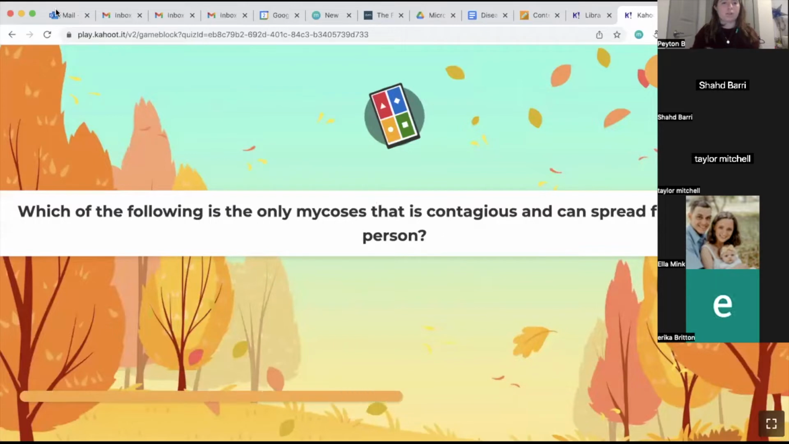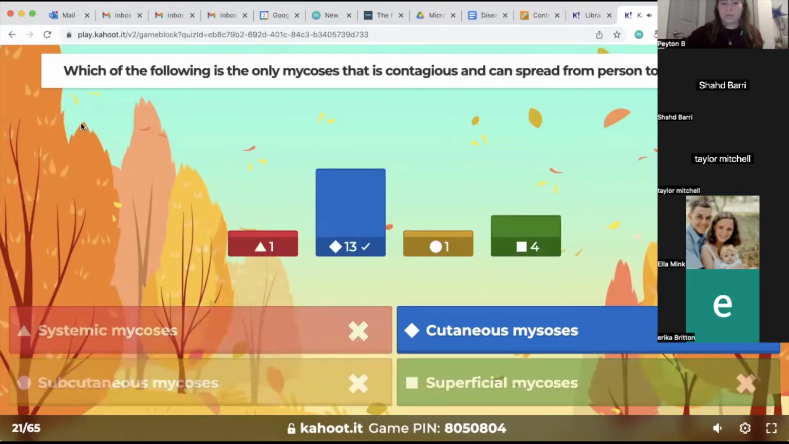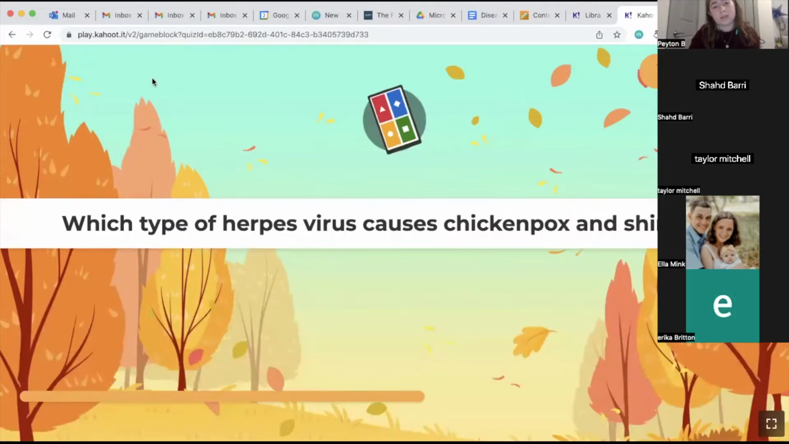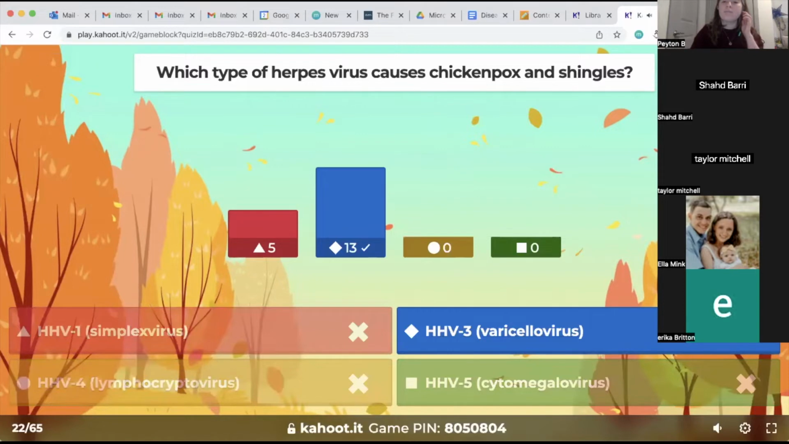All right. Which of the following is the only mycosis that is contagious and can spread from person to person? Cutaneous mycosis. Yes, very good job. Those ones can be spread from person to person, so they are therefore medically important. Which herpes virus causes chickenpox and shingles? There are a million different types. There aren't, there are 4, 5, I think it's 7. HHV3, very, very good job, guys.